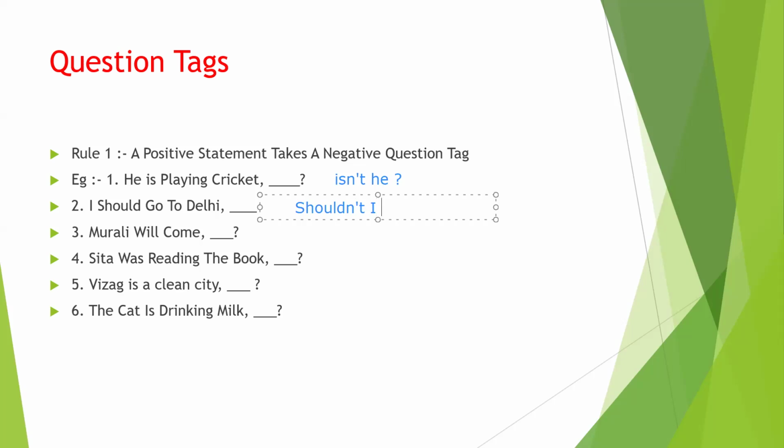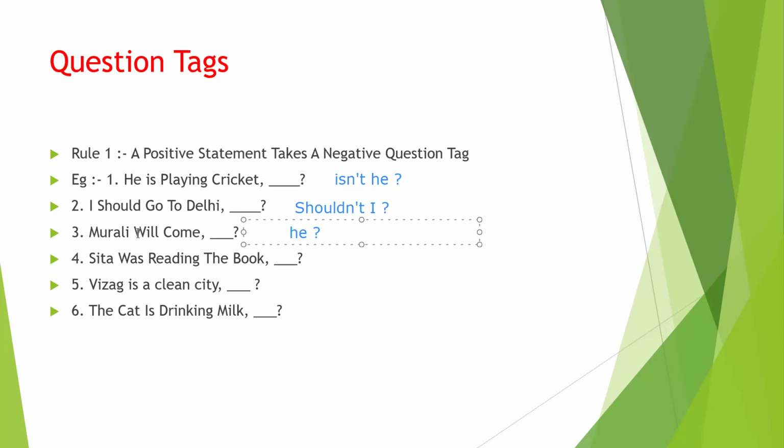Shouldn't I? This is a question tag. It is a positive, so we can write negative. Morally will come. Here morally is he, so we can write he. Now by the end we can write question mark.